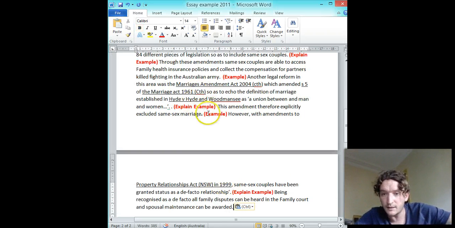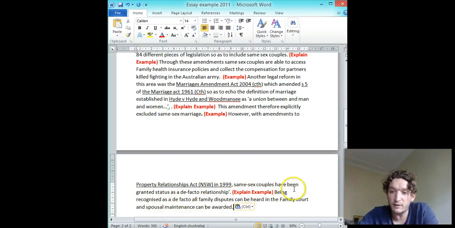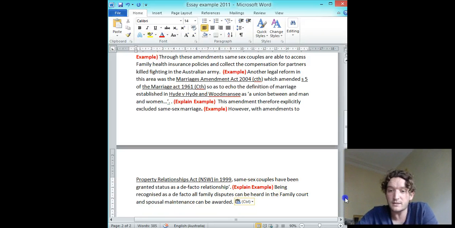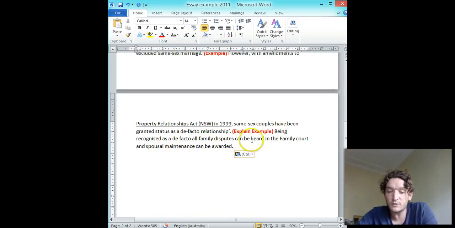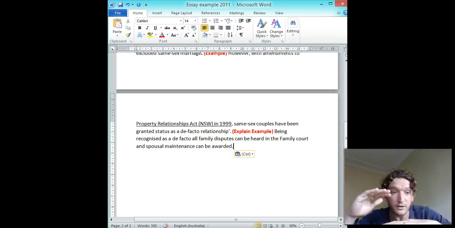So here's my example again. However, with amendments to the Property Relationships Act, same-sex couples have been granted status as de facto. I've explained why that's important. It means that it gives them access to family disputes and matters relating to spousal maintenance can be heard in the family court. Okay, so I've got my point, I've got my elaboration, I've got a whole bunch of examples, and I explain those examples.